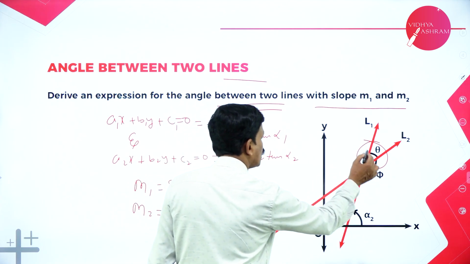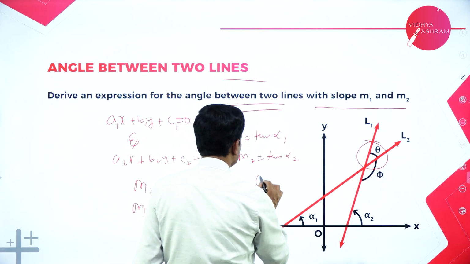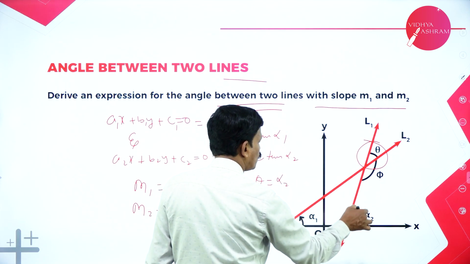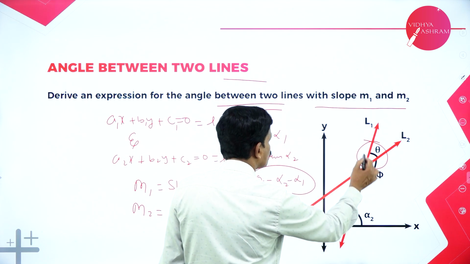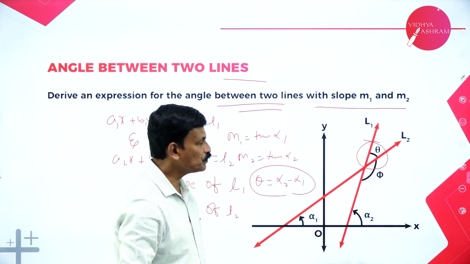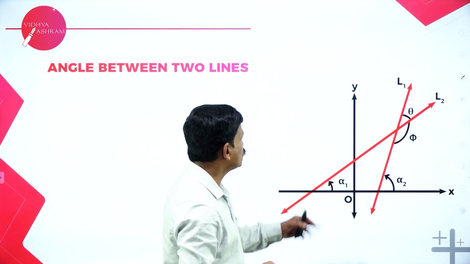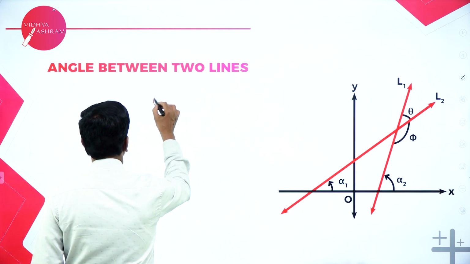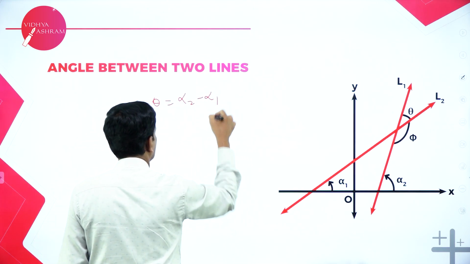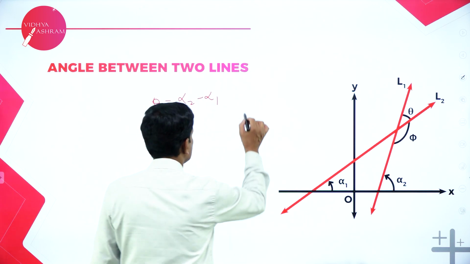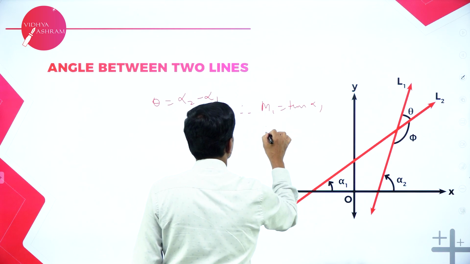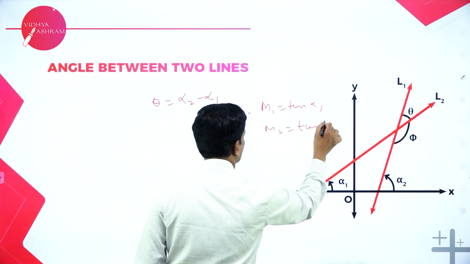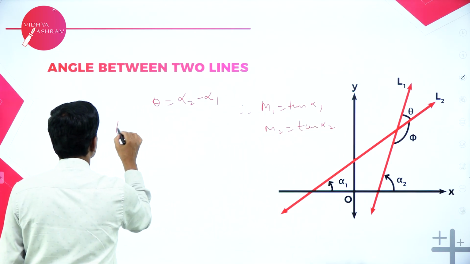If theta and pi are the adjacent angles, then theta is equal to alpha 2 minus alpha 1. Theta is equal to alpha 2 minus alpha 1. Now since we know m1 is equal to tan alpha 1 and m2 is equal to tan alpha 2, take tan on both sides.